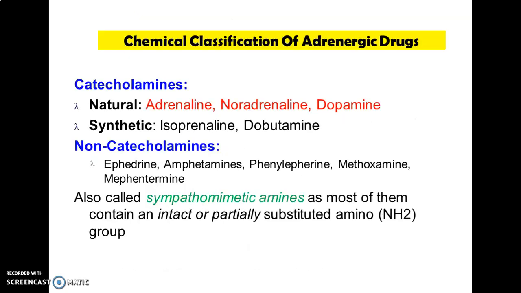Let's see the chemical classification of the adrenergic drugs. These are classified as the catecholamines and non-catecholamines. The catecholamines are the natural adrenaline, noradrenaline, and dopamine, while synthetic are isoprenaline and dobutamine. The non-catecholamines, ephedrine, amphetamine, phenylephrine, methoxamine, all these are known as sympathomimetic amines, as most of them contain an intact or partially substituted amino group in the structures.